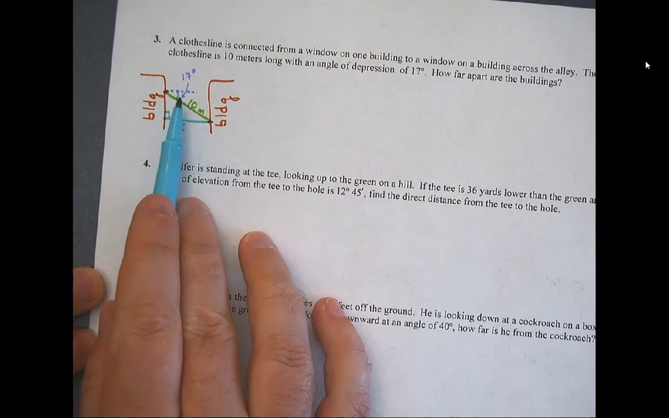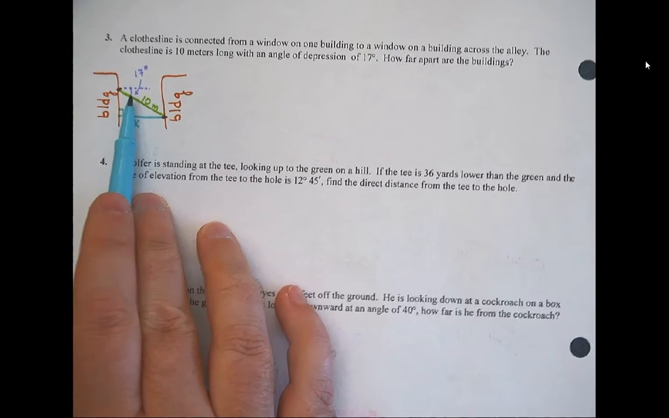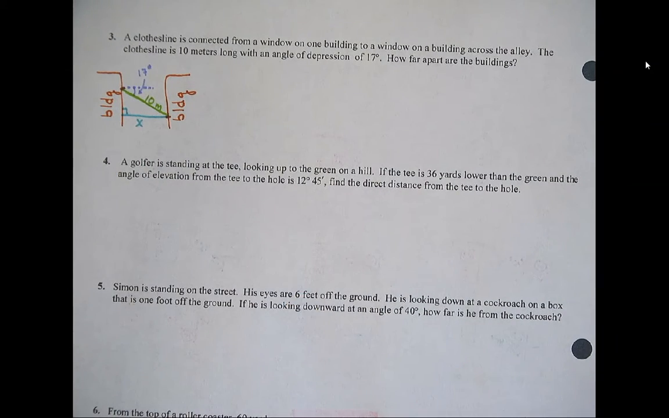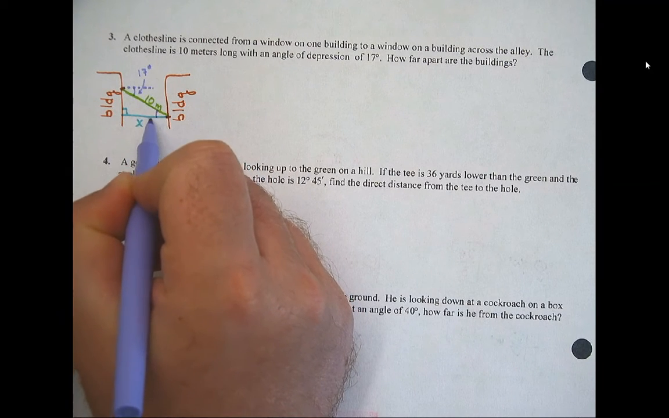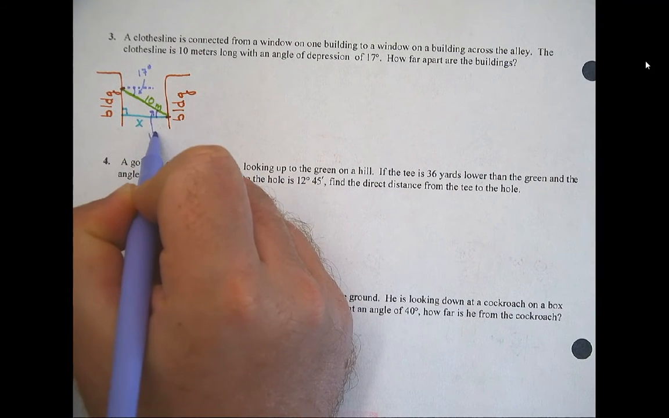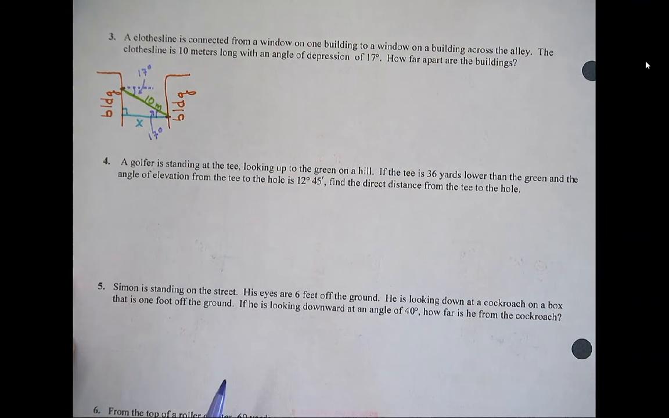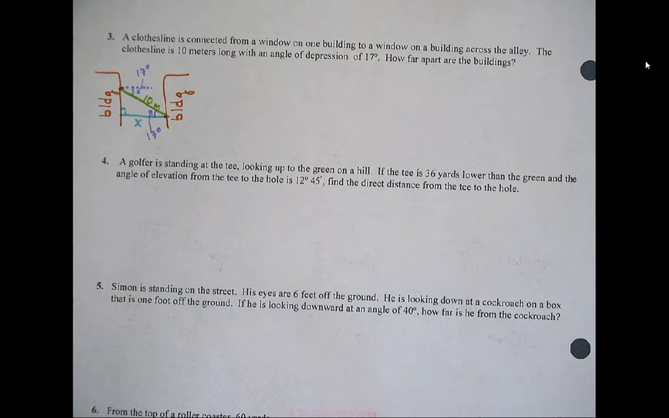The problem is I have an angle that's not in the right triangle, so I'm going to apply some of my geometry skills and realize these are alternate interior angles. Or I can think about this as the angle of elevation is the same as the angle of depression. So now that I've got everything figured out in the picture, I can now turn this into a math equation.